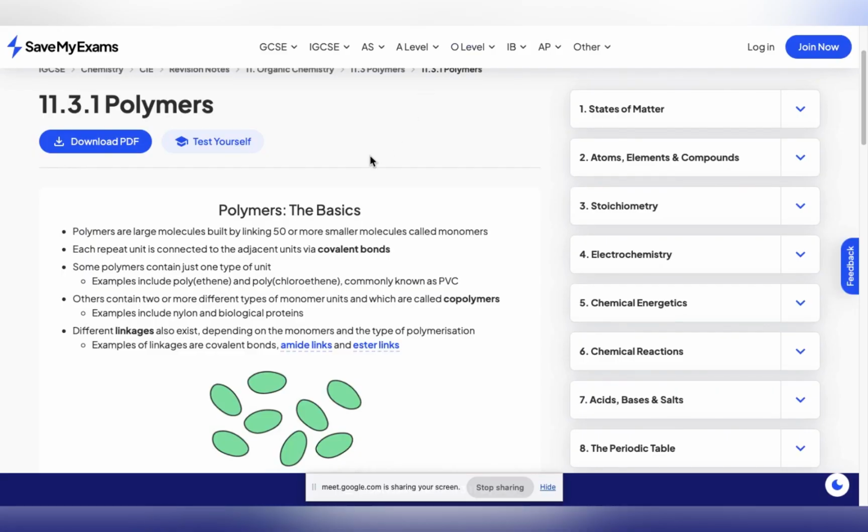Polymers are obtained from two different broad types. We have the synthetic polymer and we have the natural polymer. The synthetic polymers are the ones manufactured in the laboratory or in industries. The synthetic polymer itself is divided into two: the addition polymerization method and the condensation polymerization method.